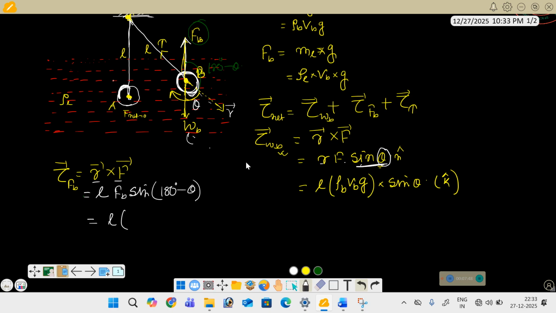So we will have L, what is the force of buoyancy from this? Rho L into Vb into G, right? Then we'll put it as sin theta, because sin(180 minus theta) is sin theta. Now this will have R cross F, so we'll have this rotation like this, anti-clockwise. So it will have the direction out of the screen. So let me take that as minus k cap. This is equation number 1. Equation number 2.